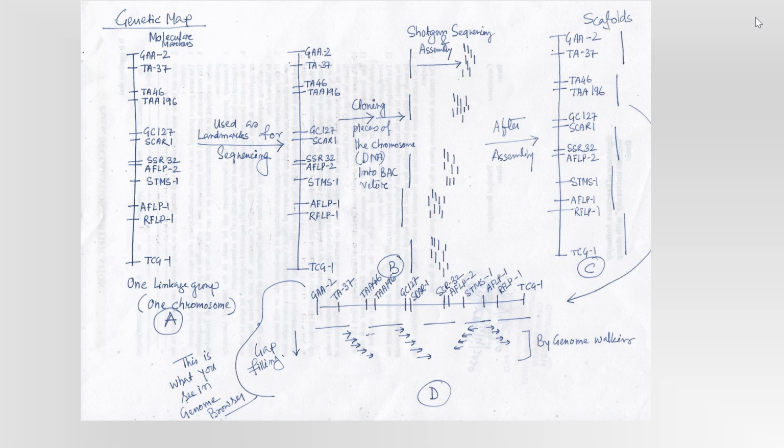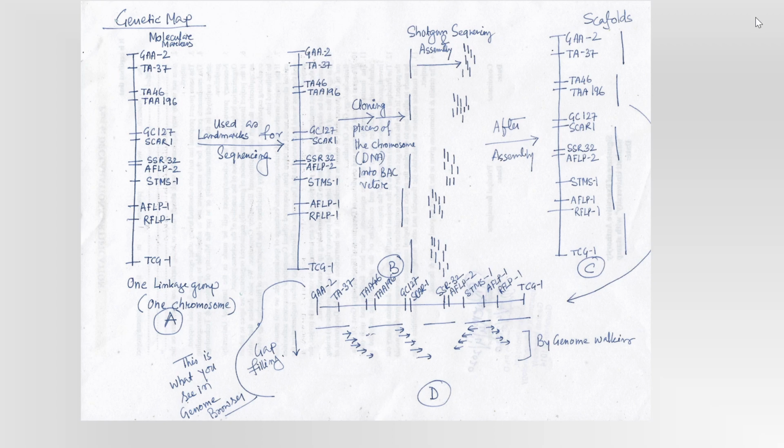Scaffolds means some part of the genome is being sequenced and they are aligned on the basis of the genetic map, which is part A. Now in the D, if you align, you have some gaps in between. Now these gaps can be filled by a method called genome walking, which we'll be discussing later on.